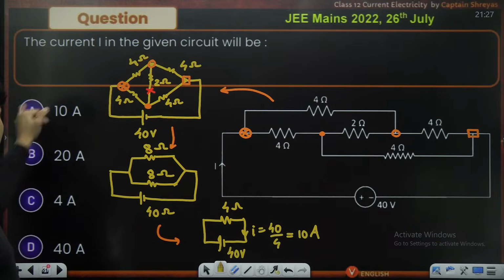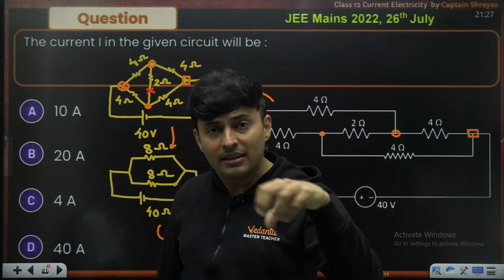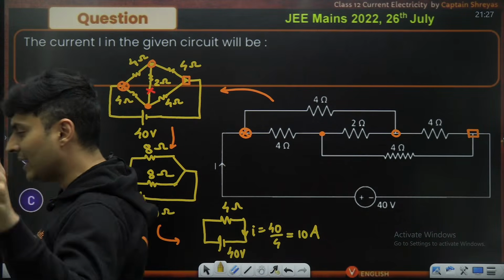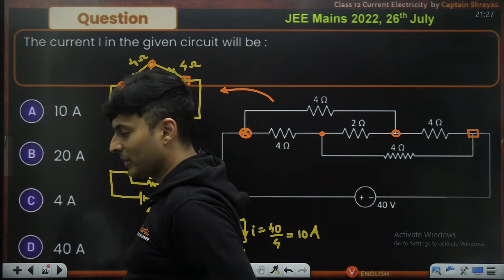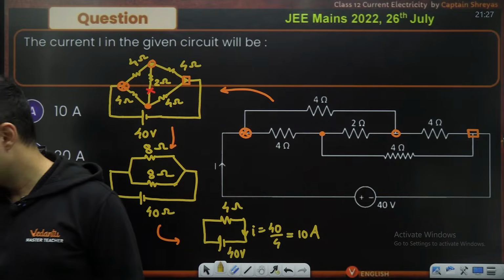Yeah, 10 amperes. Option A is the correct answer. So sometimes it is in the disguised form, so you need to be a little careful about it. Okay, cool, guys. Loved the question?